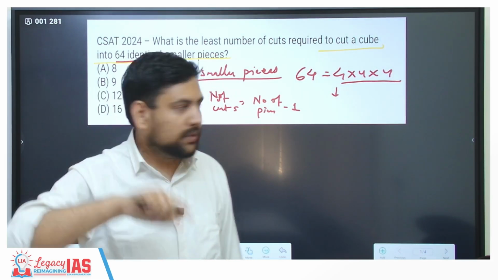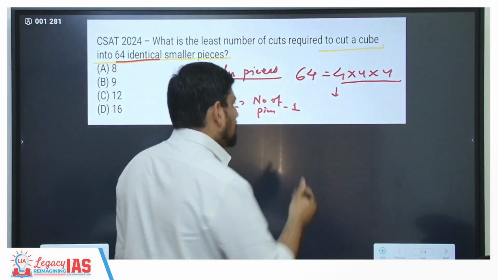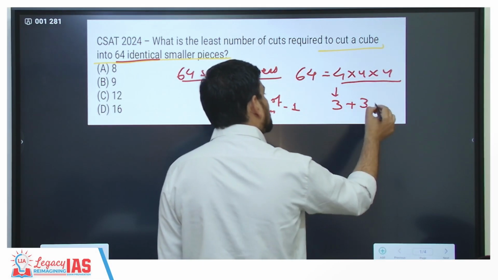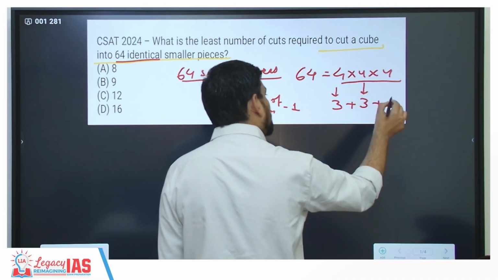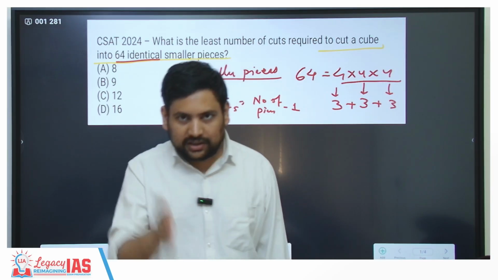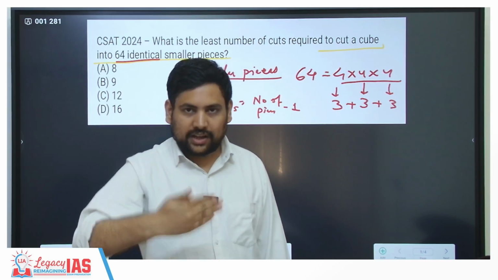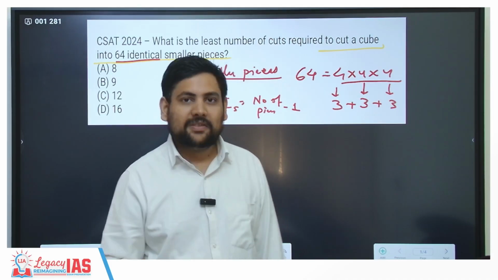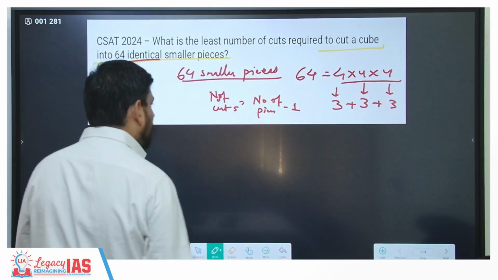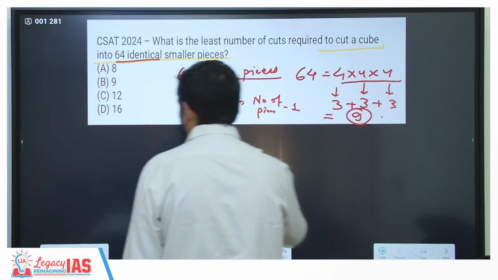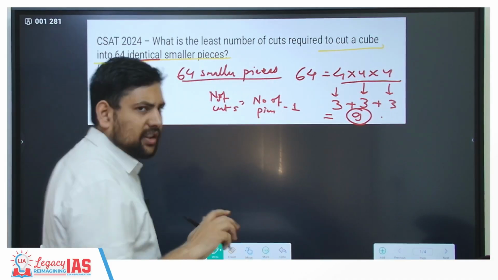In this direction 4 pieces, so how many cuts? 1 less, so 3. Then similarly here also 3, and for this also 3. That means if I make 3 cuts like this, 3 cuts like this, and 3 cuts like this, I will get 64 small cubes. So how many cuts in total? 3 plus 3 plus 3, that is 9. So the answer becomes 9. Understood?